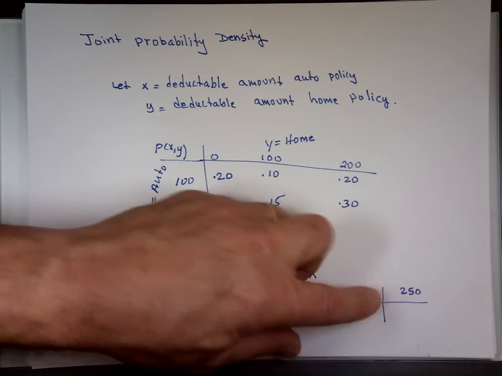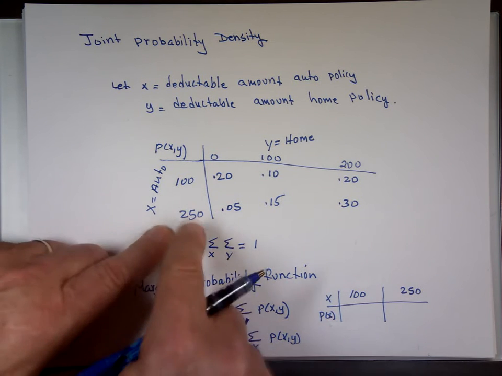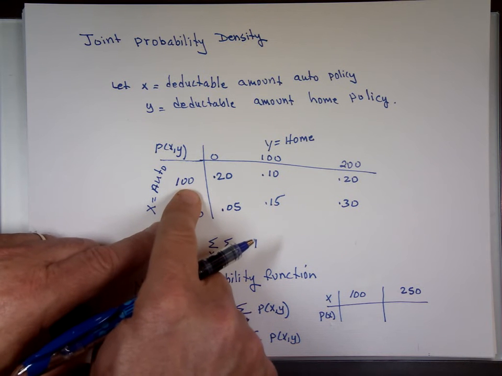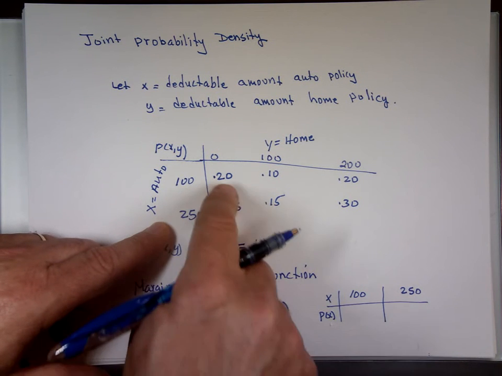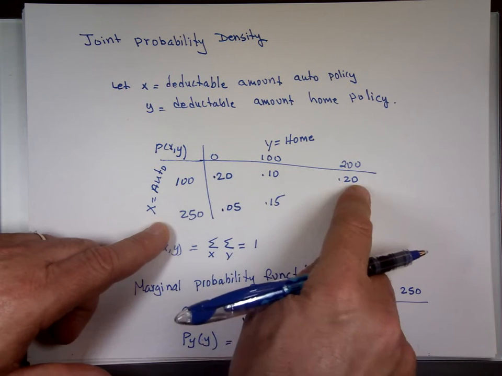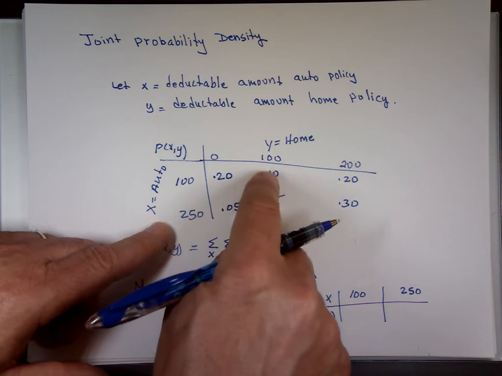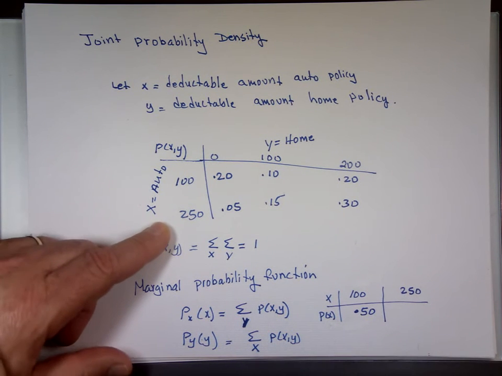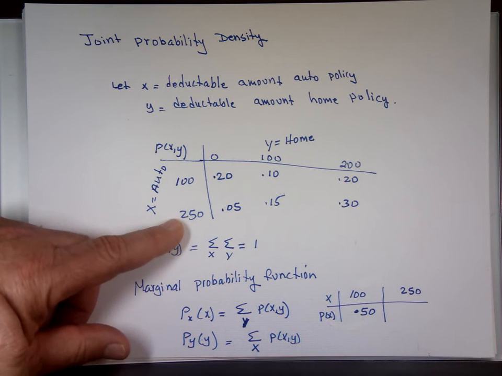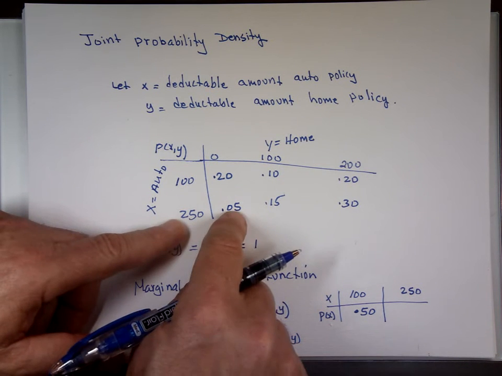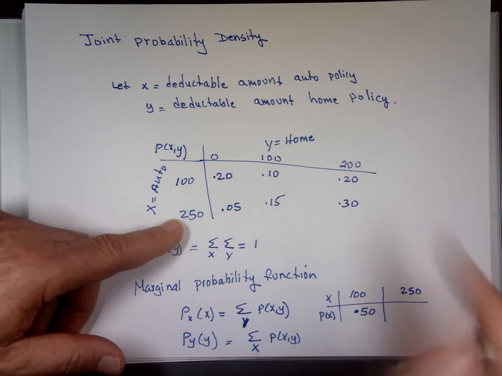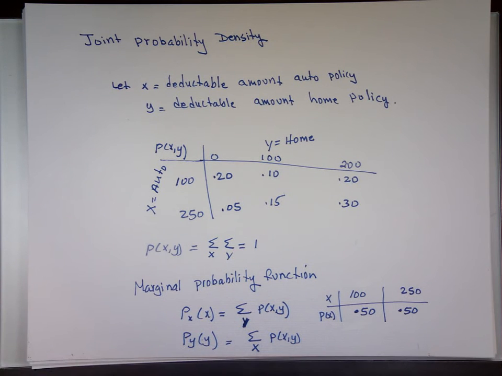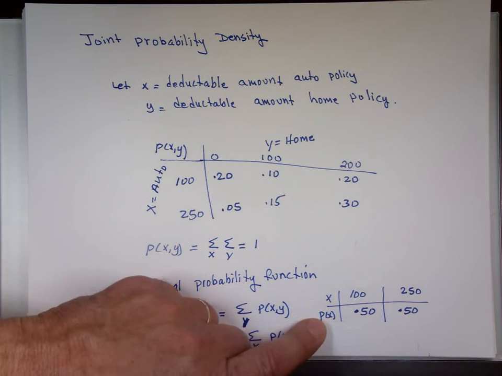So we try to find out, for X there's only two options, $100 or $250. What percent of the people have a $100 deductible on their car? We add these numbers. That's why we say we add them over Y. So it's 20, 30, 50%. What percent of the people have a $250 deductible? 5 and 15 is what? 20 plus the 30, that's also 50. So that's your P of X. That's this function, that's that table.